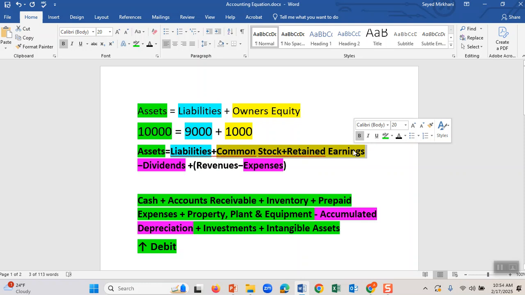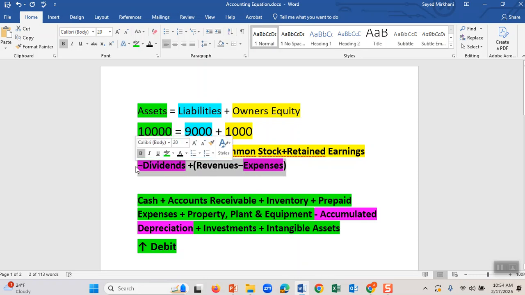That was 1,000. But on the first day, she didn't pay herself anything. She didn't take any money out. Therefore, these are nothing. She didn't have any revenues on the first day. But as time goes by, these things will come into place, and then they make the assets equal to this. Now, we know what the assets of her company are.